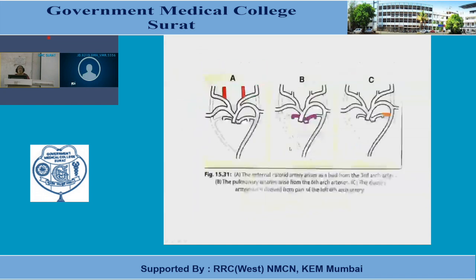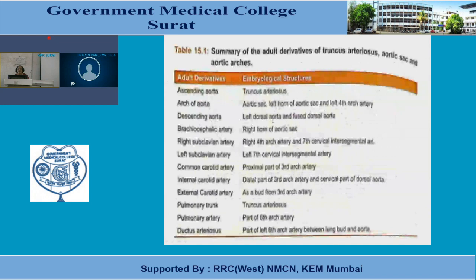So here the paragraph indicates, in short, the descending aorta: left dorsal aorta and fused dorsal aorta. Now the brachiocephalic artery: right horn of the aortic sac; the right subclavian artery: right fourth arch artery and seventh cervical intersegmental artery. What about the left subclavian artery? The left seventh cervical intersegmental artery, which we have seen in the previous diagram. Common carotid artery: proximal part of the third arch artery. Internal carotid artery: distal part of the third arch artery and cervical part of the dorsal aorta. External carotid artery: a bud from the third arch artery, as we have seen in the previous diagram.